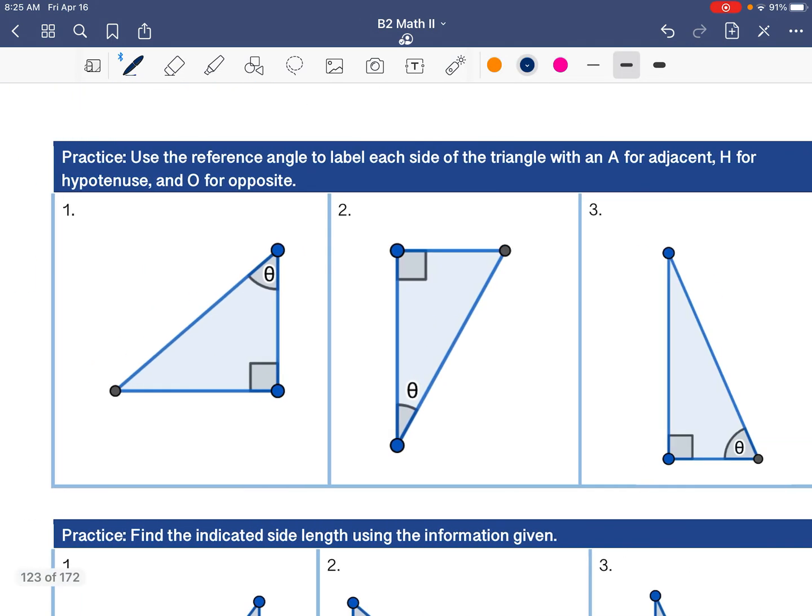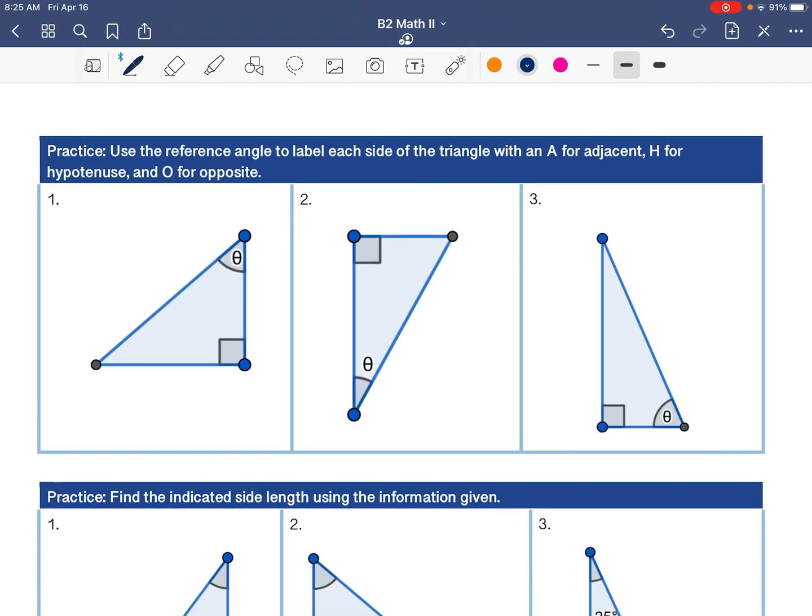So let's turn the page. This first little bit here is just helping us to identify the opposite, adjacent, and hypotenuse sides, because that's exceedingly important to be able to use trig functions. The reference angle is always indicated like this, with the theta symbol there. Our reference angle is super important for finding where the 3 named sides are.